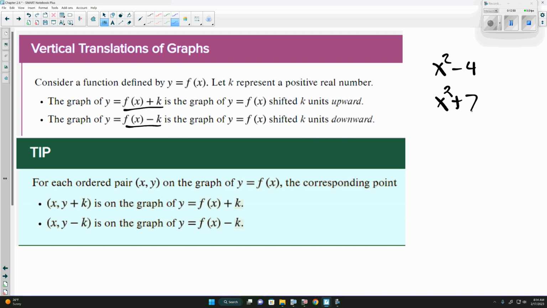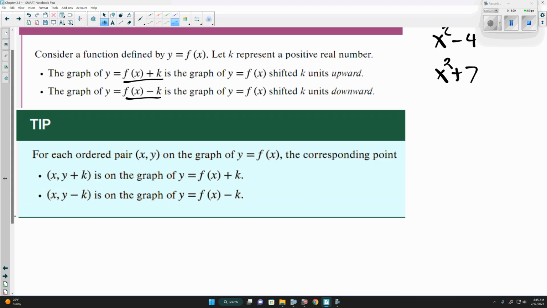We're not changing the shape or what it looks like. We're just moving the whole thing up or the whole thing down. And that works with any of them. The square root of x plus 1 just means I'm taking the whole square root function and moving it up 1. Or if we said minus 1, we'd move the whole thing down 1.